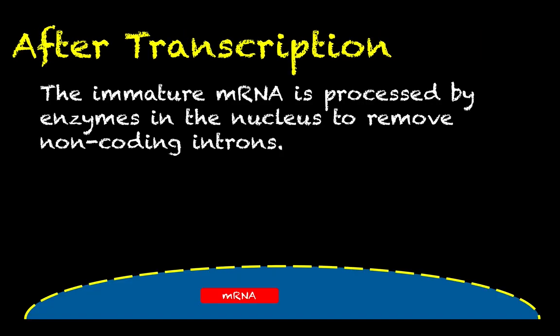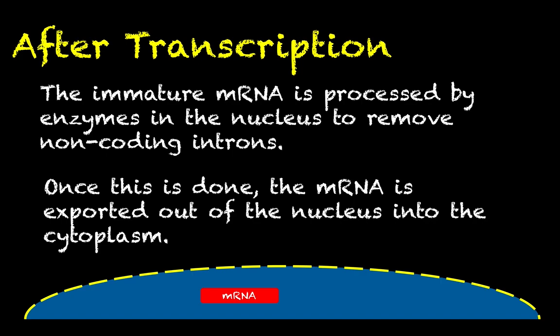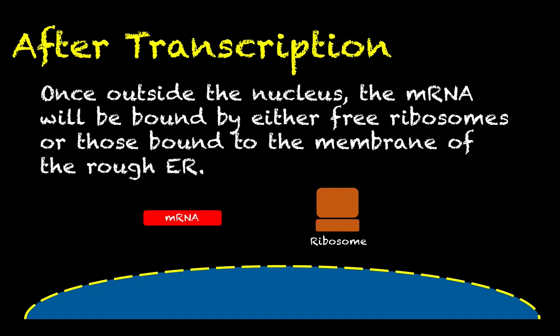Okay, so moving on, after transcription occurs, the messenger RNA is in an immature state. So we're not really going to make a big deal out of it, so we're not going to talk about it too much, but there is some RNA processing that goes on inside the nucleus. We have to remove the non-coding introns and splice the coding exons together. So once this is done, the mature messenger RNA is exported out of the nucleus and into the cytoplasm.